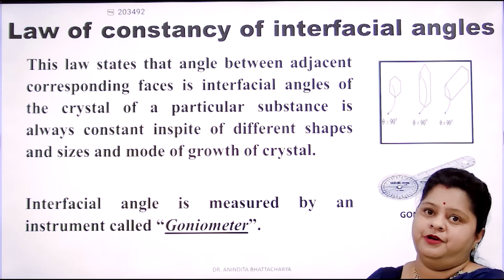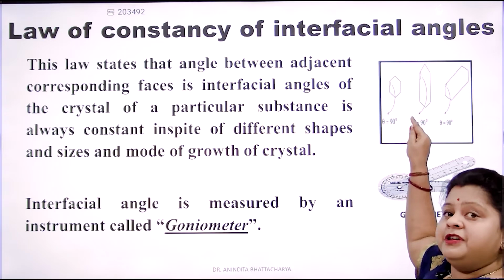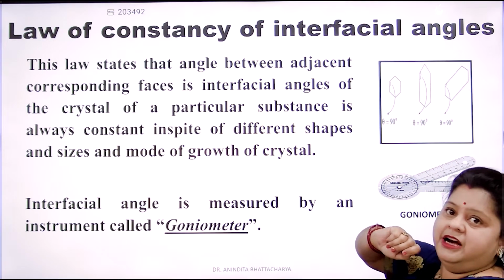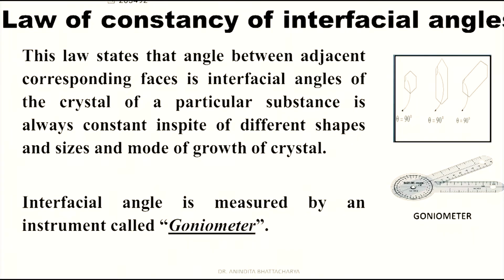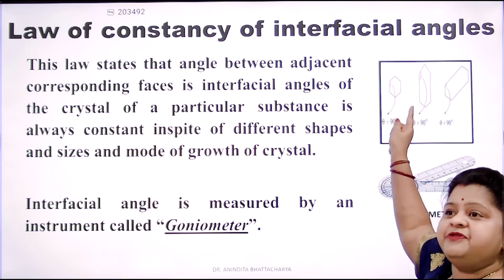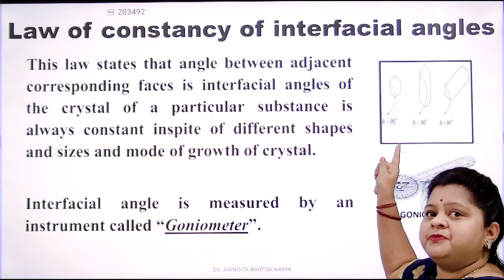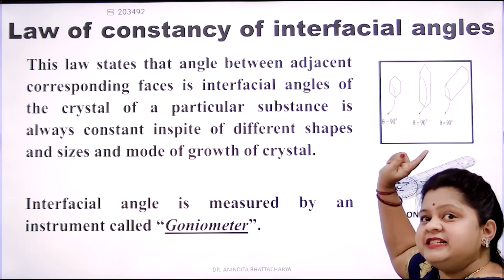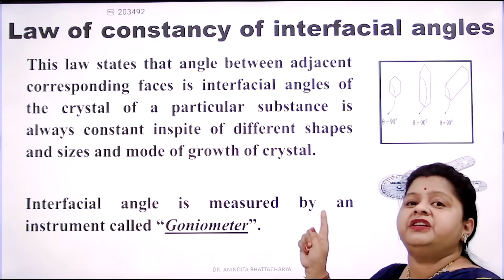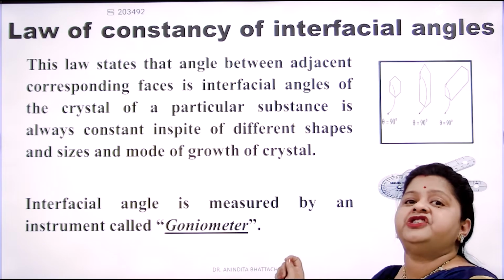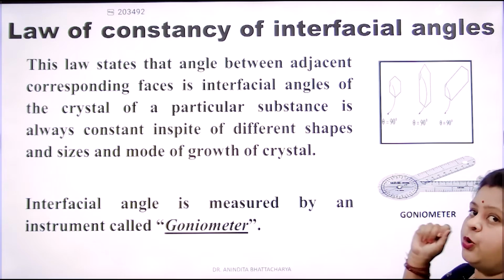of growth of the crystal is. For example, here we have three different structures. They have different sizes, but the angle between two adjacent faces, denoted by theta, is always 90 degrees. The shapes are different, the sizes are different, the mode of growth is different, but the angle is the same. The instrument with which we measure this interfacial angle is known as a goniometer, which is shown here.